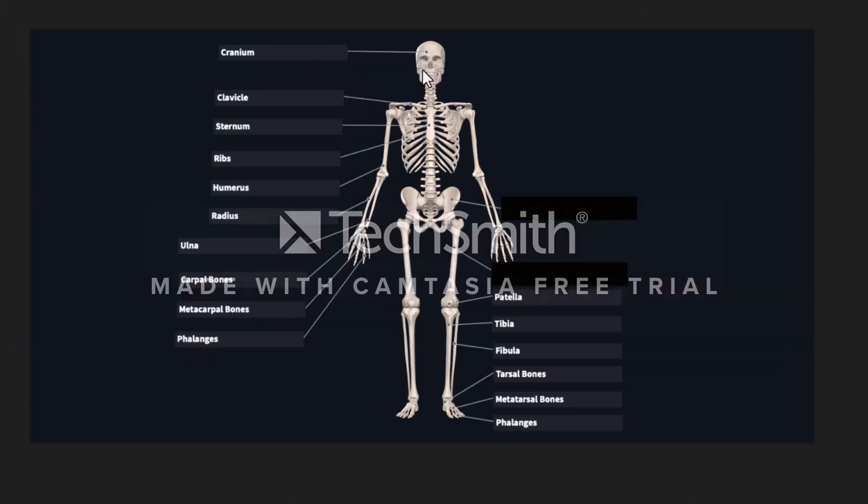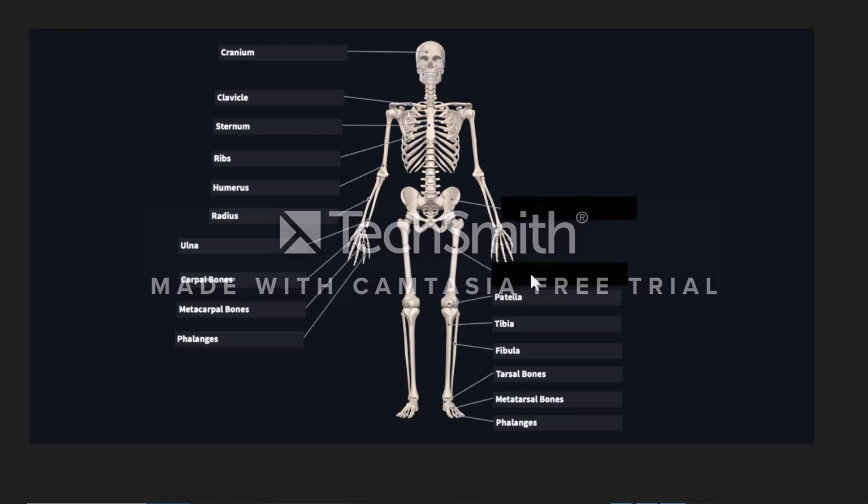Next is the cranium. We're just naming all the things. Cranium, clavicle, sternum, ribs, humerus, radius, ulna, carpal bones, metacarpal bones, phalanges, patella, tibia, fibula, tarsal bones, metatarsal bones, phalanges.